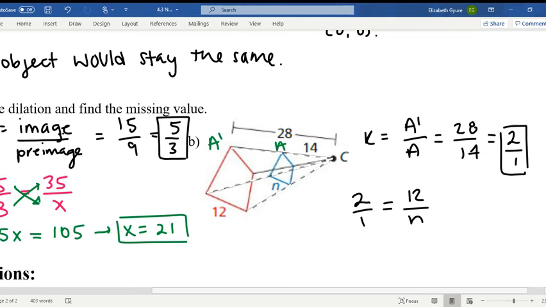Now I have a question for you. When you do this, would it be okay if I did 28 over 14 equals 12 over n? Instead of 2 over 1, would it be okay if I used 28 over 14? It actually would be. Is it going to give you bigger numbers? Yes, but then you will divide. You'll end up getting the same thing, because isn't 28 over 14 the same thing as 2 over 1? One's just reduced. Just a heads up in case you decide to do that. It works as well. So then cross multiply: 2 times n is 2n. 1 times 12 is 12, and divide to get 6.